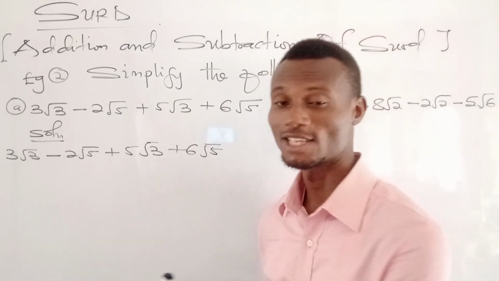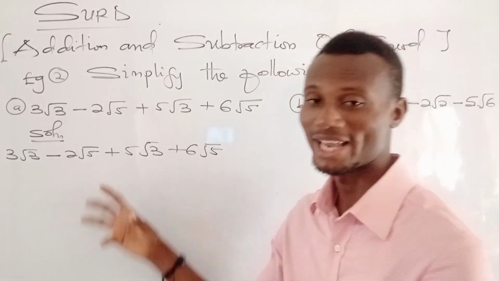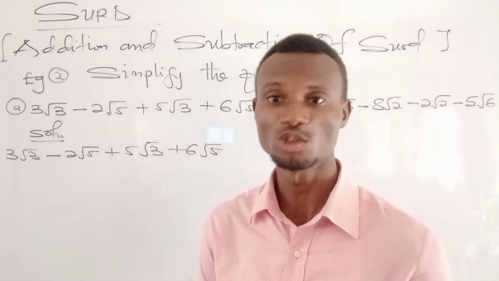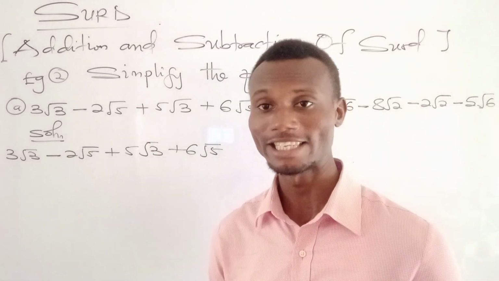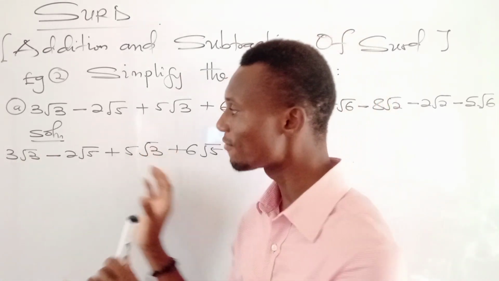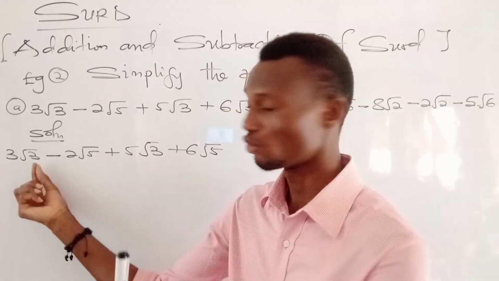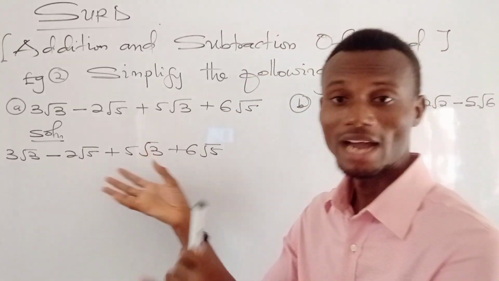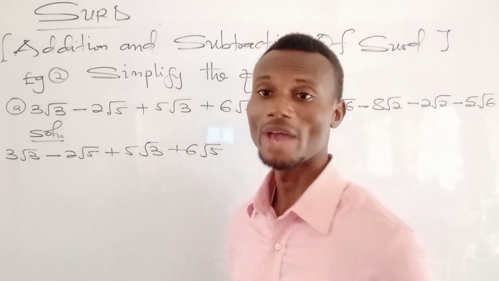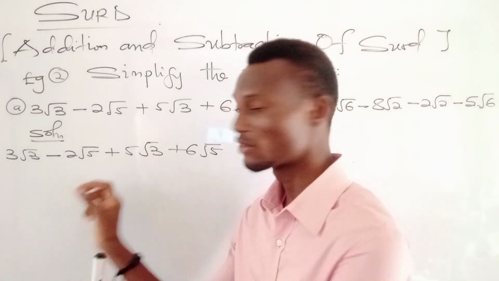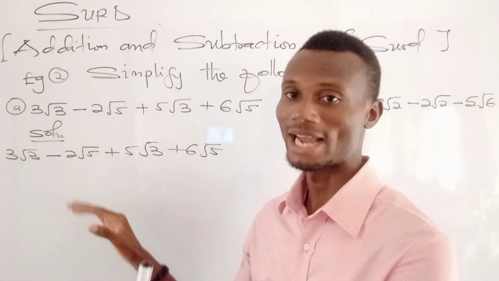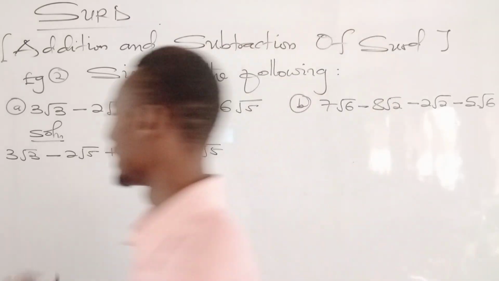All I'm saying is that we have to group like terms before we can simplify further, because we can only add like terms and we can only subtract like terms. If they are not like terms, we cannot add or subtract them. Looking at this question, some of the terms contain root 3 and some contain root 5. All the ones with root 3 we group on one side, and all the ones with root 5 we also group on one side. Then we can simplify further. Let me start with this one.